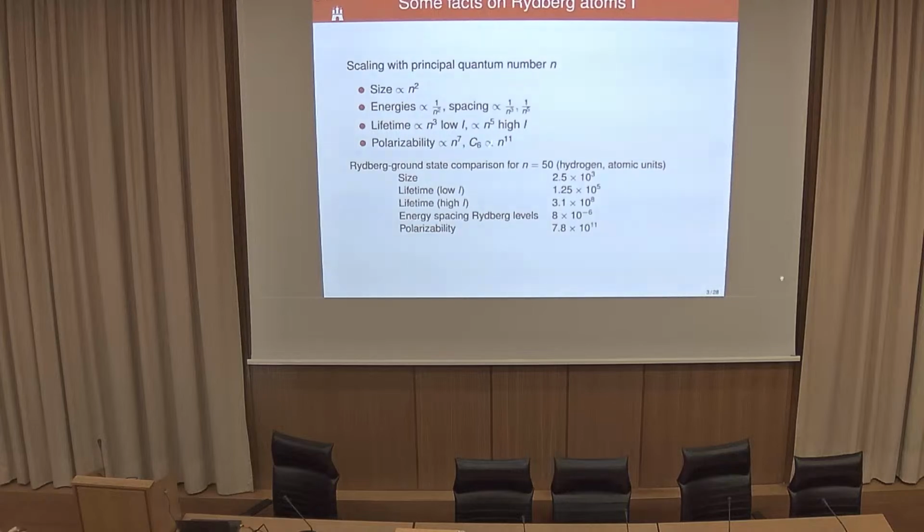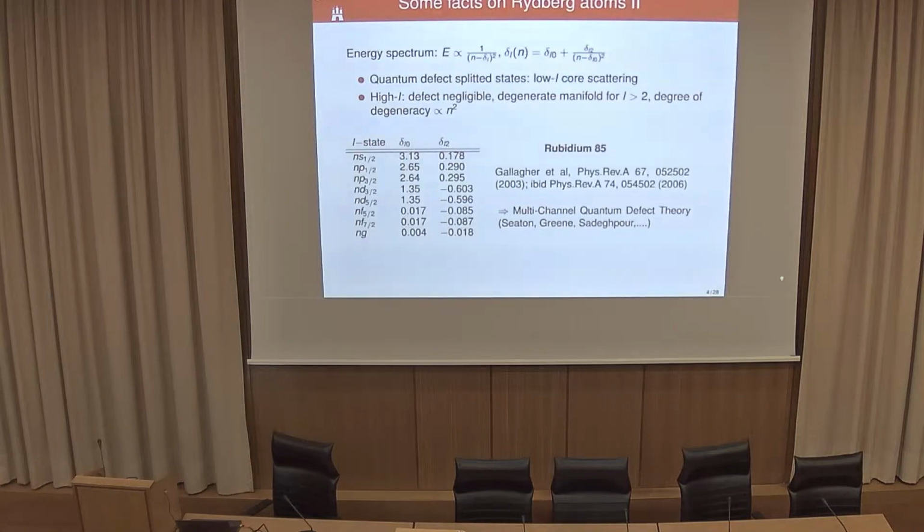So the C6 van der Waals coefficient goes with n to the... This is a crazy scaling. So you really get, also you have 1 over r to the 6 interaction, the coefficient gets huge. Yeah? And so this is extraordinary properties of Rydberg atoms.